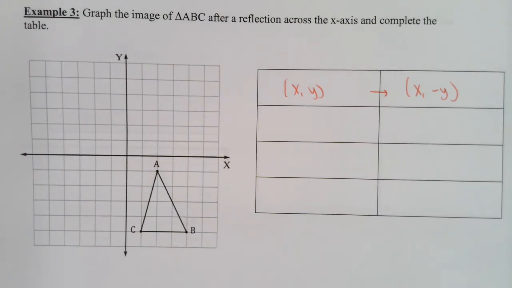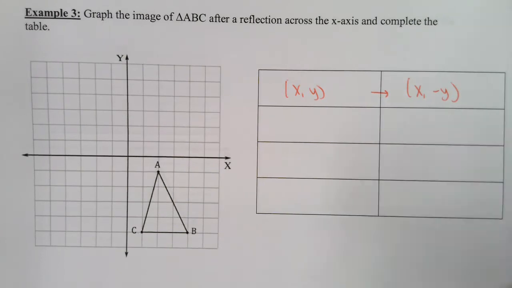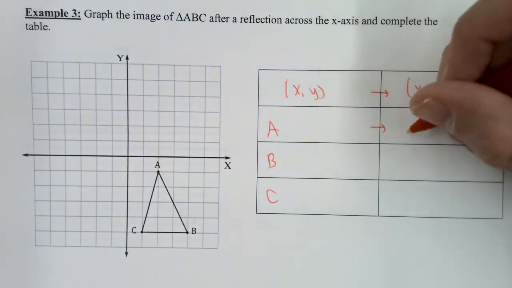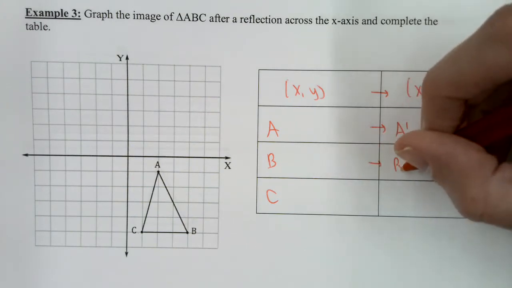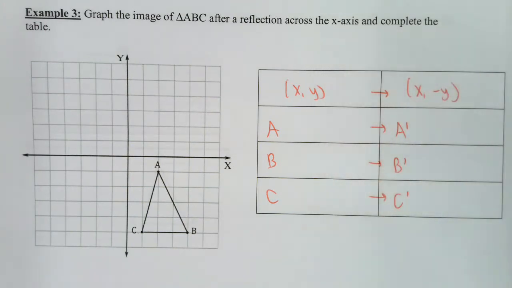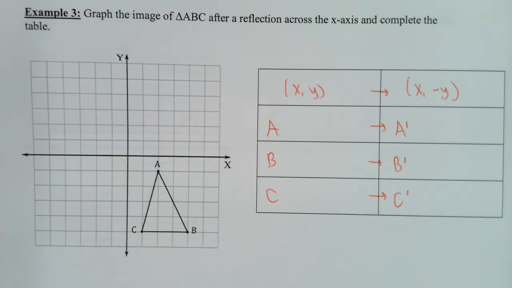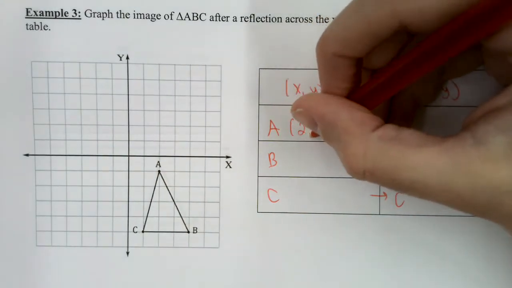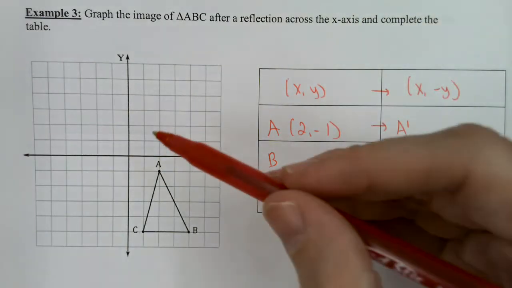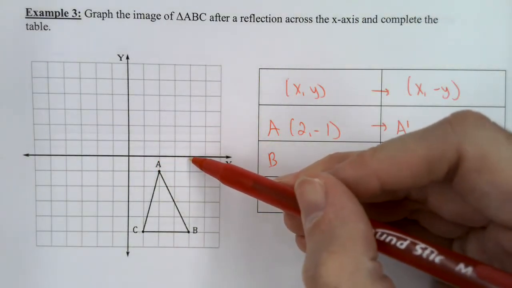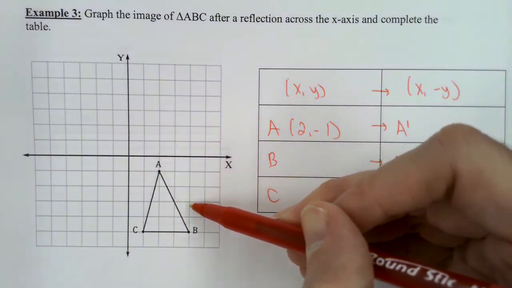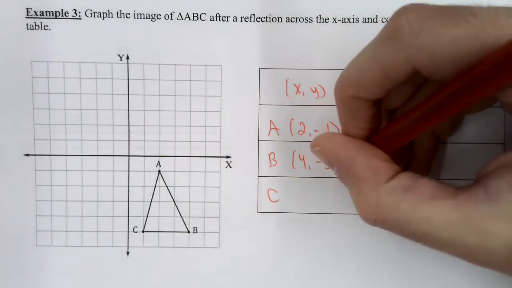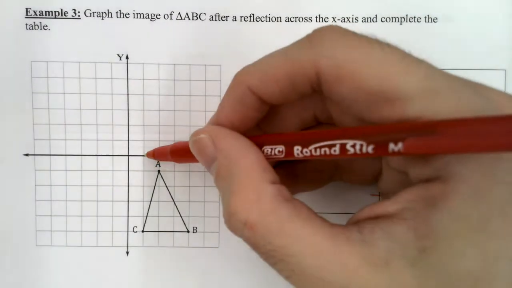Okay, and let's go in alphabetical order in the table. So ABC is going to map onto A prime, B prime, C prime. So A is at 2, negative 1. B is at 1, 2, 3, 4, negative 5. And then C is at 1, negative 5.